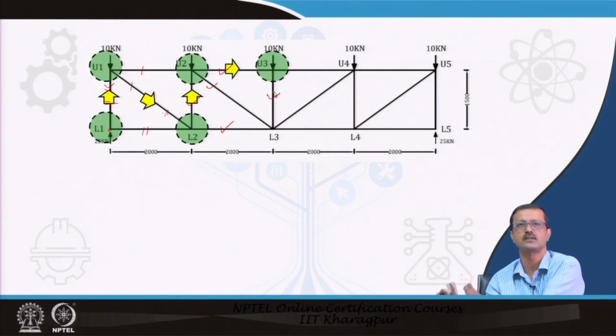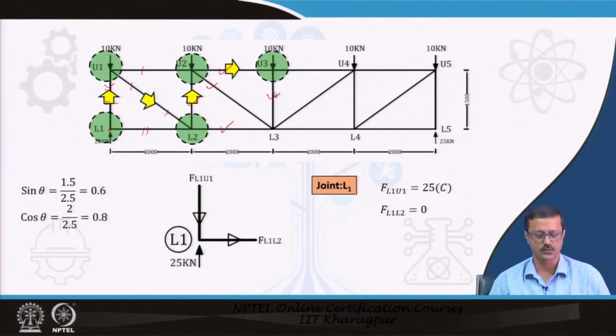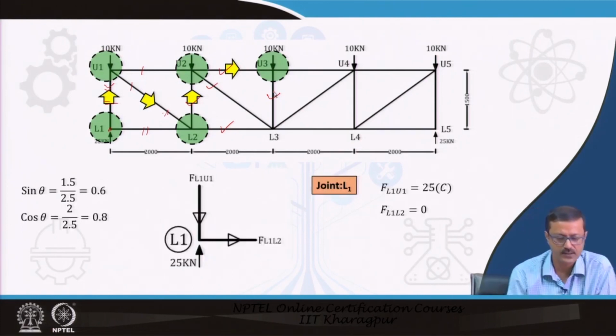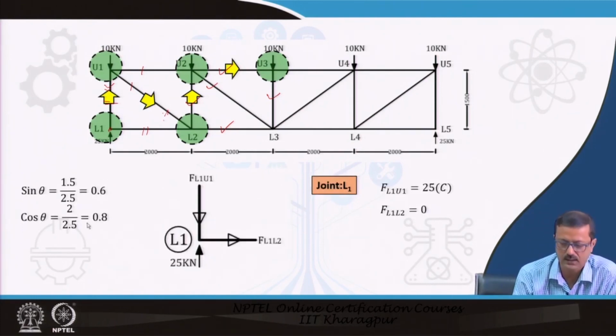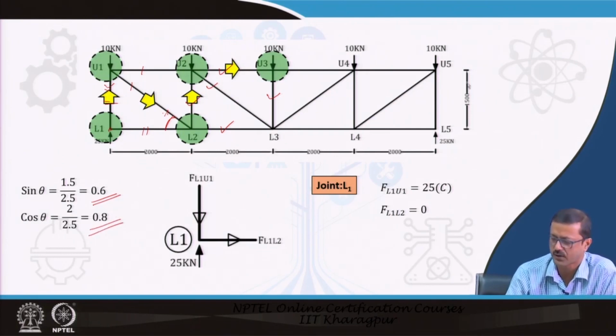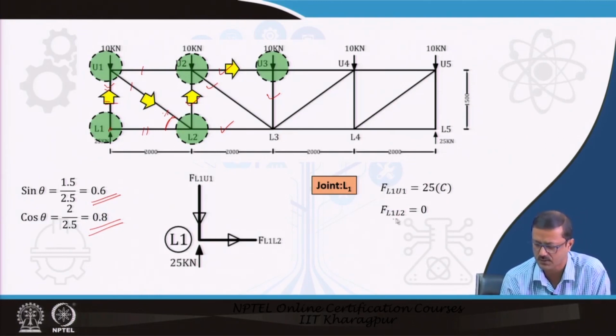So, I can just replace the values in that way. Now, I first find out the angle theta, this angle theta. The sine and cos of this angle have been found out by virtue of this relation, 1.5 meter and 2.5 meter. If you take this particular joint, putting sigma Fx equal to 0 and sigma Fy equal to 0, I will get this as a compression and this is 0.